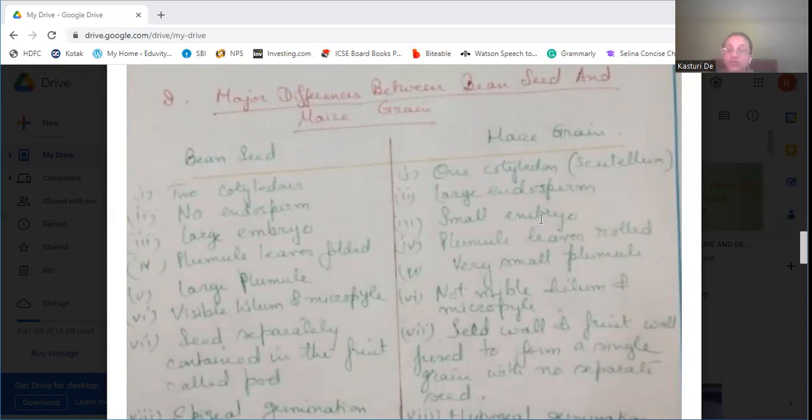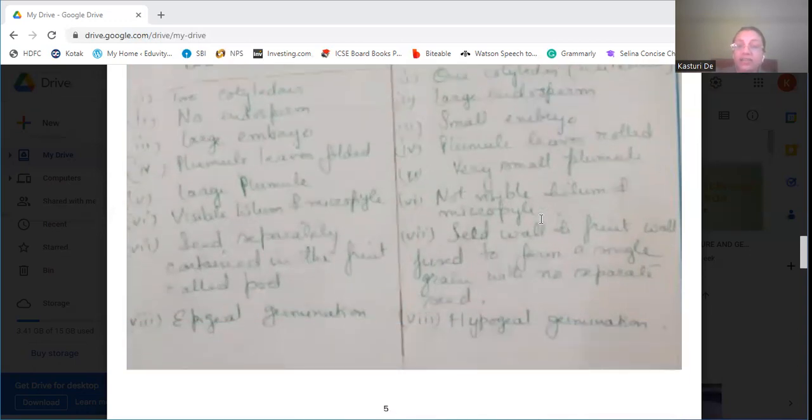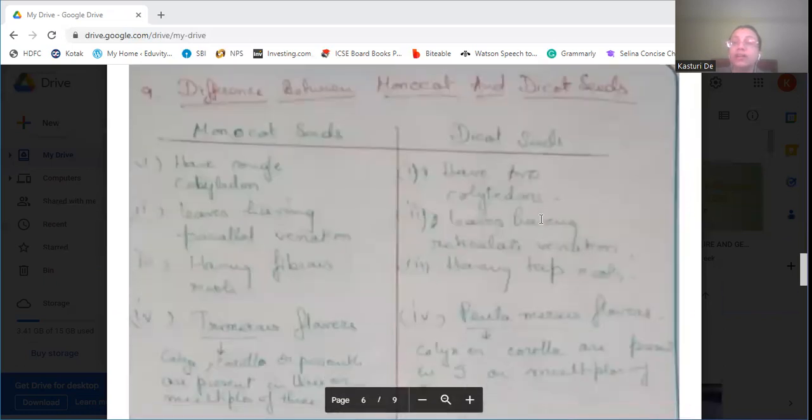Bean seeds are separately contained in the fruit called pod, but in maize, the seed wall and the fruit wall are fused together, forming a grain structure. No separate seed. And bean seed germination is epigeal, while in maize grain it is hypogeal germination. We'll discuss epigeal and hypogeal germination later. Next, we are coming to the difference between monocot and dicot seeds.